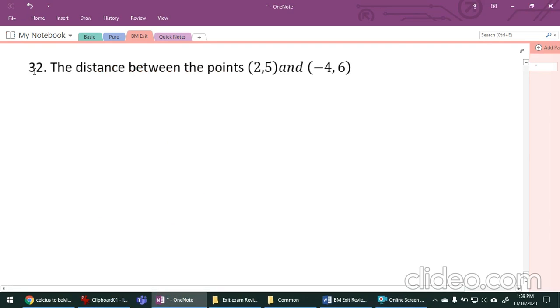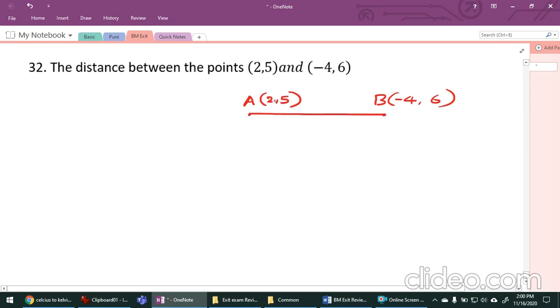Okay. Question number 32: the distance between the points (2, 5) and (-4, 6). Distance means masafa. Here we have 2 points. A is (2, 5) and B is (-4, 6). There is a line here, so I want to find the distance, like you say from Salalah to Muscat, what is the distance?